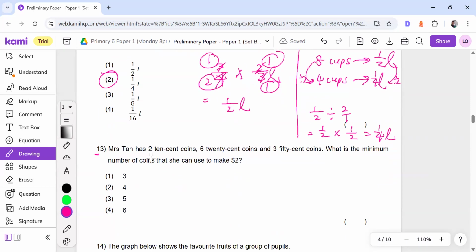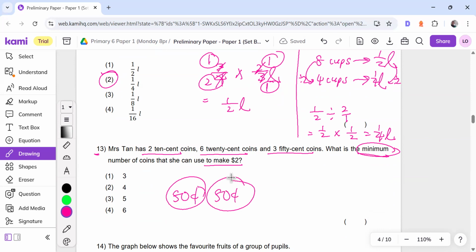Question 13. Mr. Stan has 2 10-cent coins, 6 20-cent coins, and 3 50-cent coins. What is the minimum coins that she can use to make $2? To use the minimum coins, you must use many of the biggest value. Use as many of the biggest value coins. So I use 2 50-cent coins. If you want to use 3 50-cent coins, can, but see whether you can make $2. So then I use 2 20-cent coins. Okay?